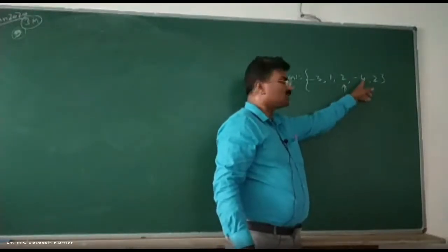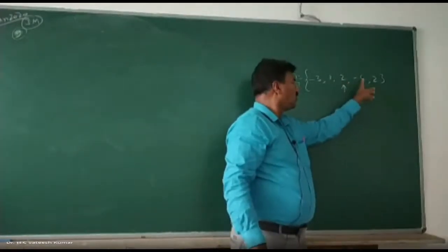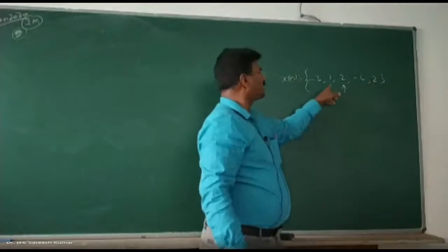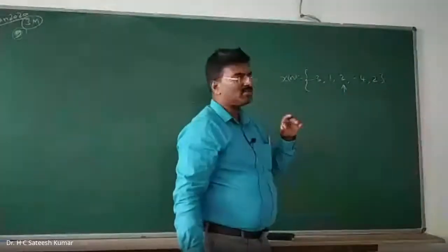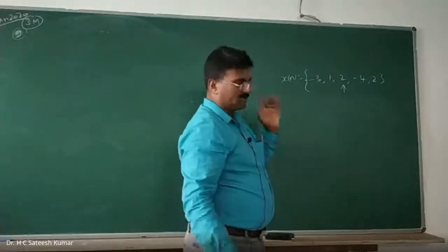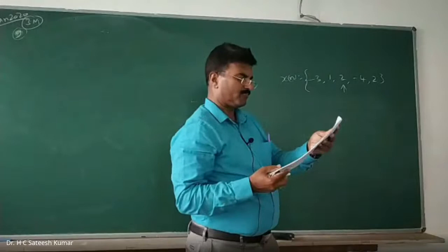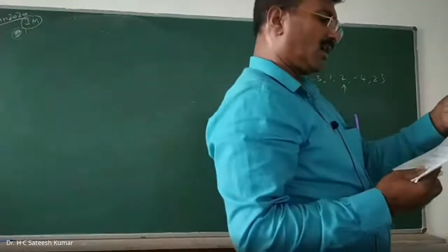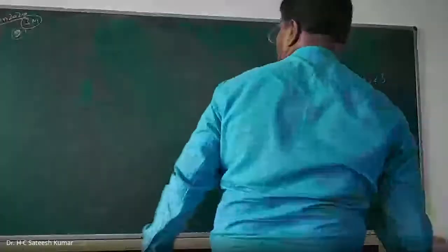At 1 its value is -4. At 2 its value is 2. At -1 its value is 1. At -2 its value is -3. That means the arrow mark indicates the 0th value. Find and sketch the even and odd components of the signal x of n. So now x of n is given.